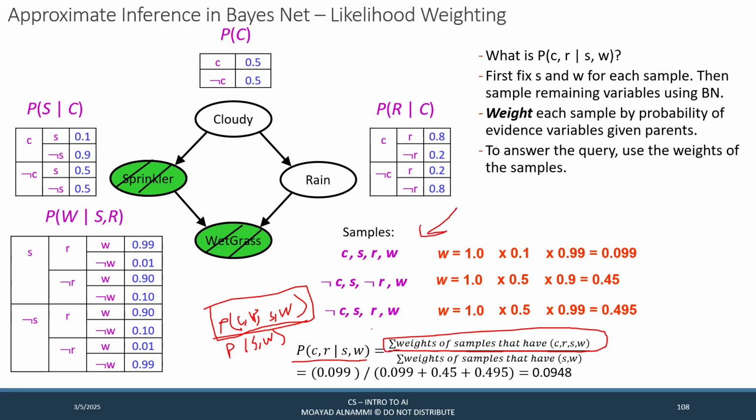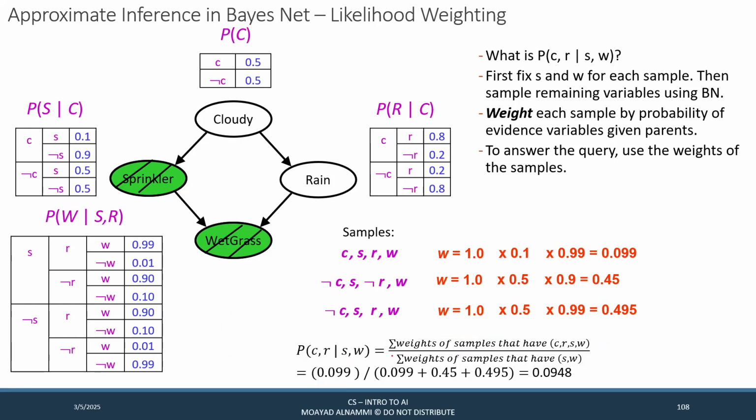So if you look at these samples, which samples have C, R, S, and W? This is one of them. And that's it, right? So the numerator is just 0.099. You can see it here. What about the denominator? The denominator is all the samples that have S and W. So it is this sample, this also has S and W, and this also has S and W. So it is going to be all your samples because we fixed the evidence, right? So I sum over the samples.